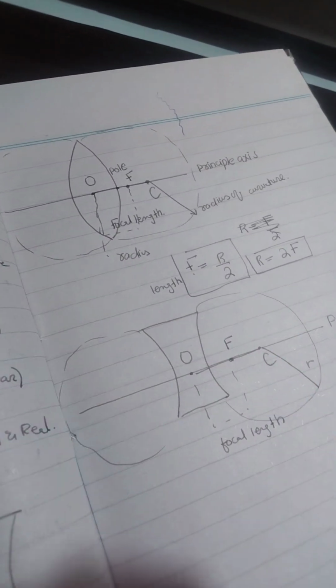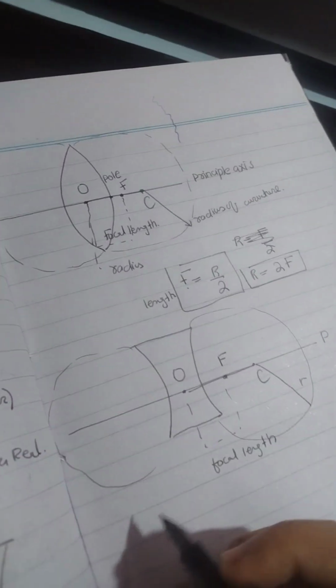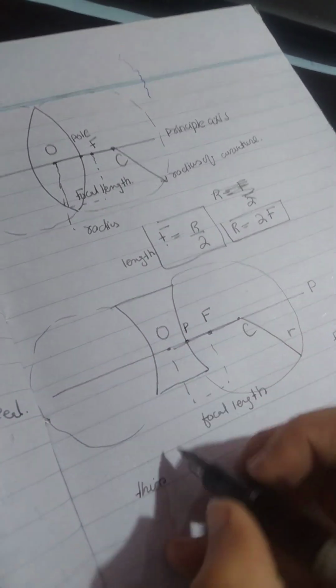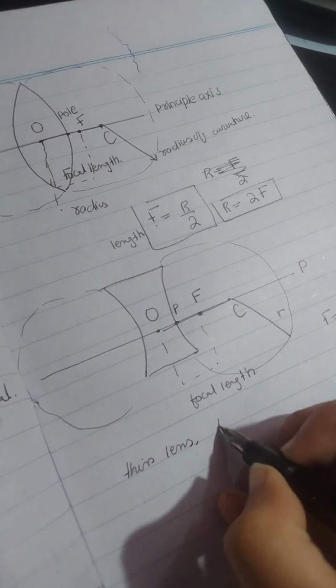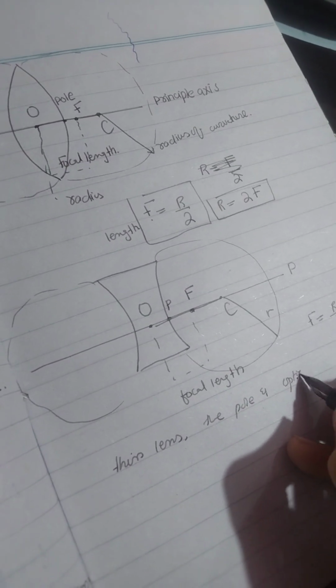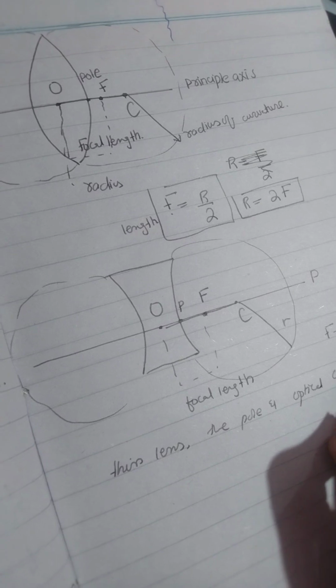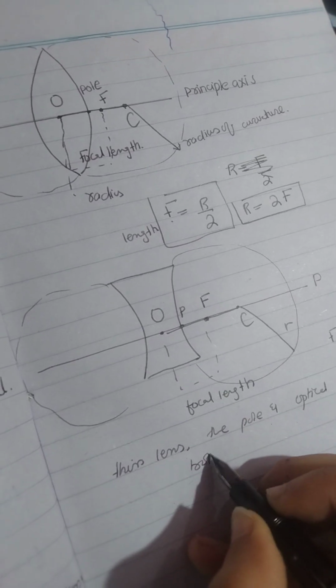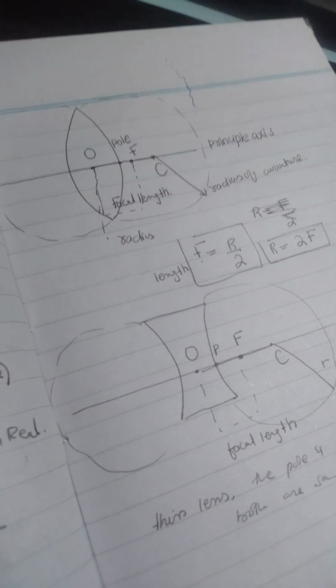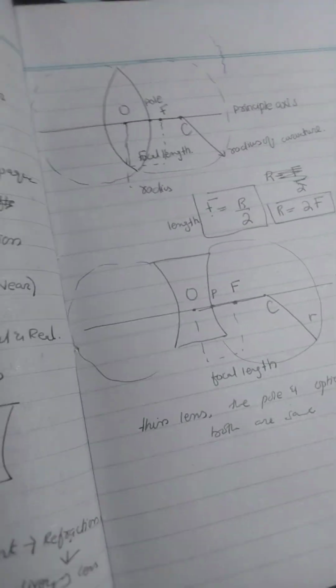And one more important thing, this is basically the pole, right? In a thin lens, the pole and optical center are both the same, because the thickness of the lens is very thin, so we can't differentiate between the pole and the optical center. So I hope this is clear to you.